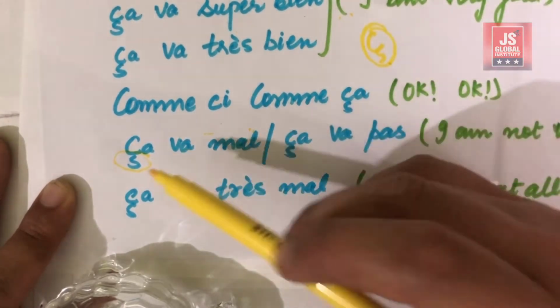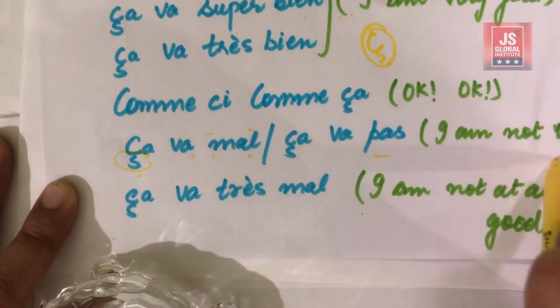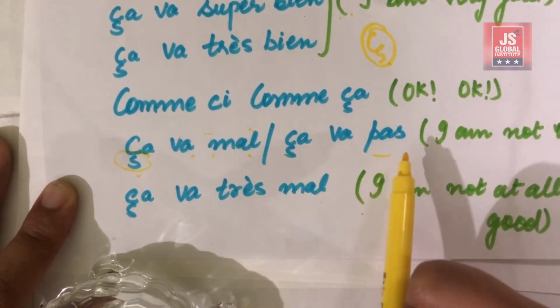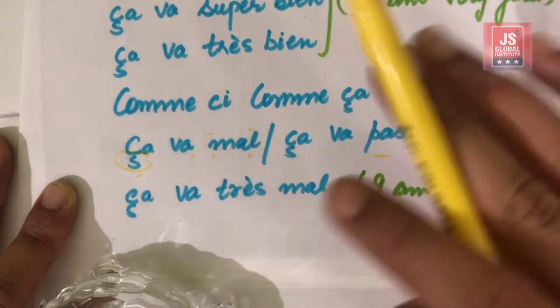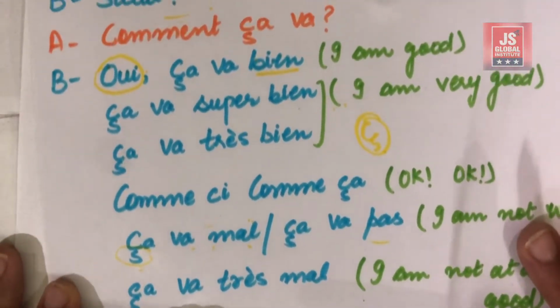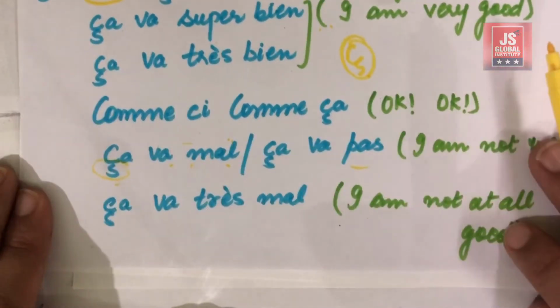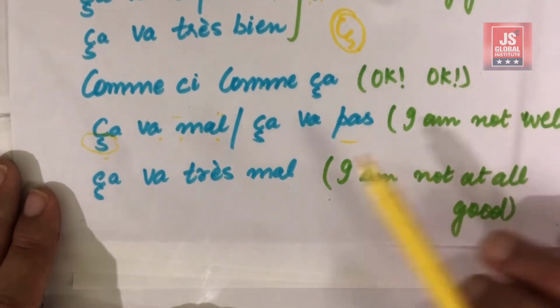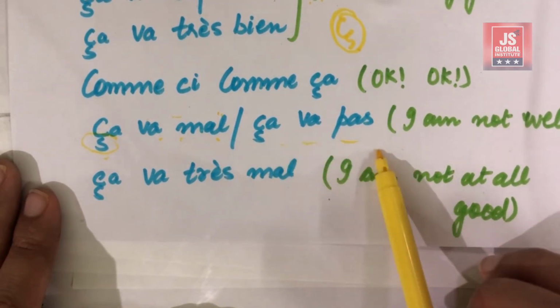Alright, so this becomes savamal. Okay, I'm not well. Or you can say savapa. So if I ask you Kamo sava, and you want to say no, you are not good, what will you say? No, savamal. No, savapa.